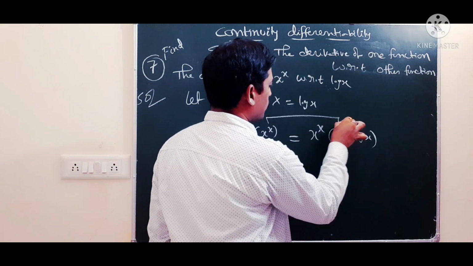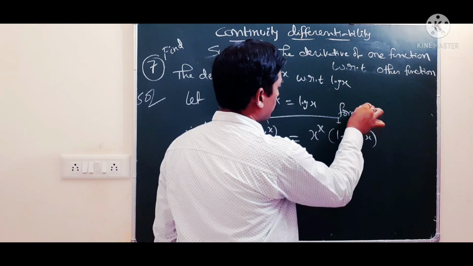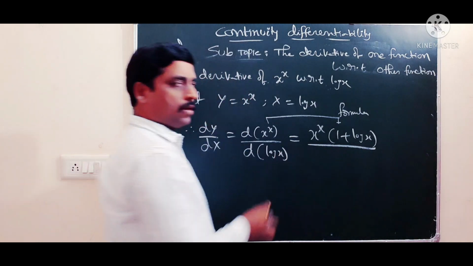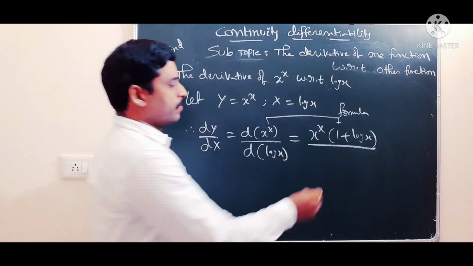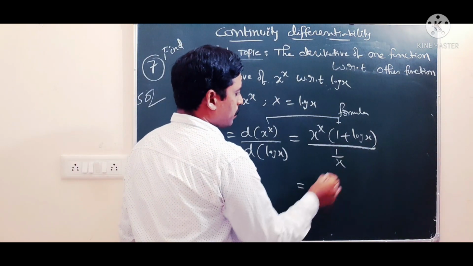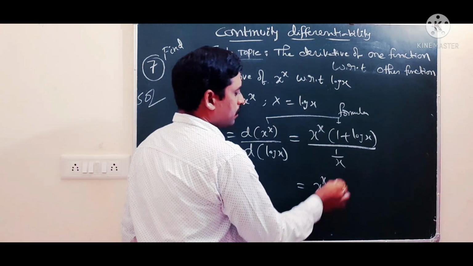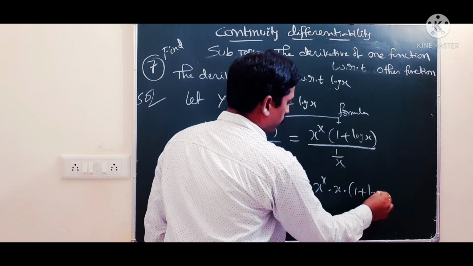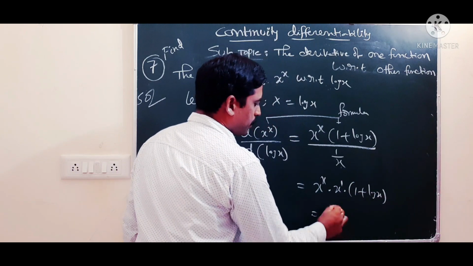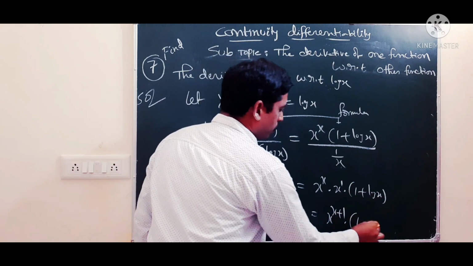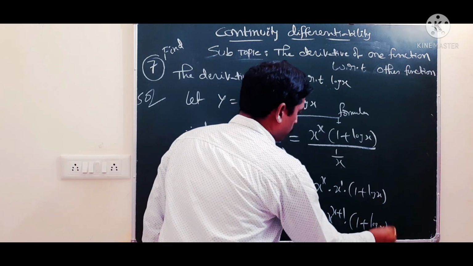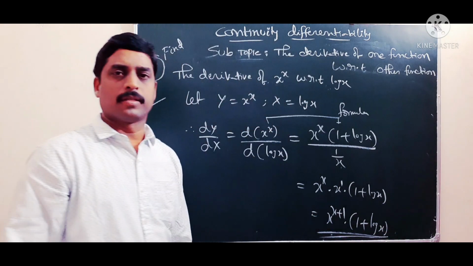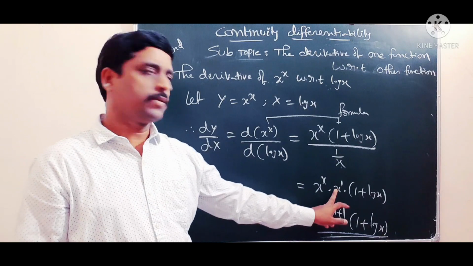This is the formula. The derivative of log x is 1 by x. So this will be x power x into, this 1 by x means into x, 1 plus log x. So this will be x power x plus 1 into 1 plus log x. This is the final answer: x power x plus 1 into 1 plus log x.